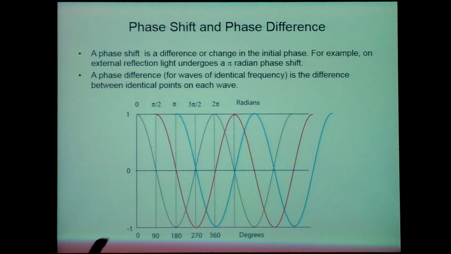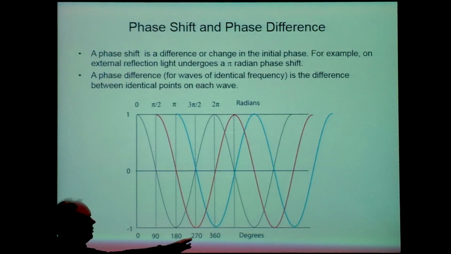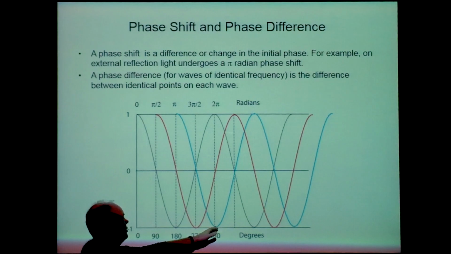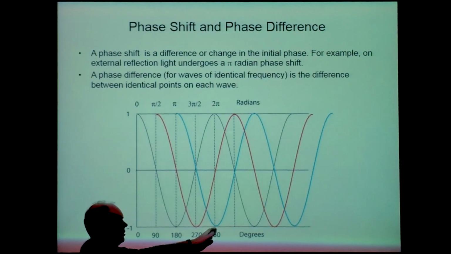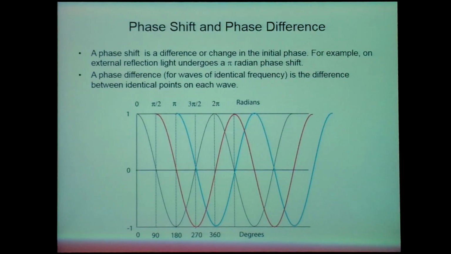So we've got pi over 2 radians, and it's shifted it by 90 degrees. Pi radians, and it shifted it by 180 degrees. So we've essentially moved the position of the wave along.